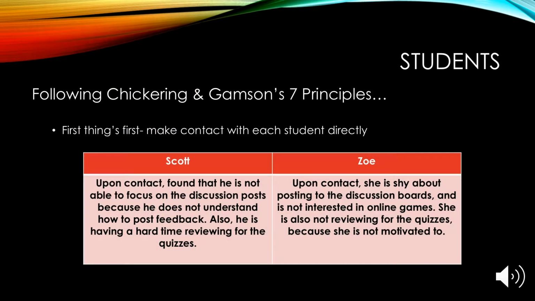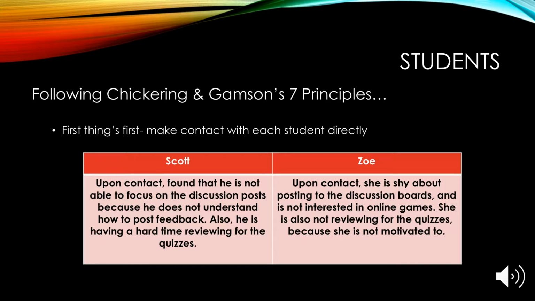Let's take a closer look at the students themselves. Based on Chickering and Gamson's 7 principles, it is important that the instructor makes contact with each student directly first. This could be as simple as a direct email or chat with the student to get some more background information about what is going on.